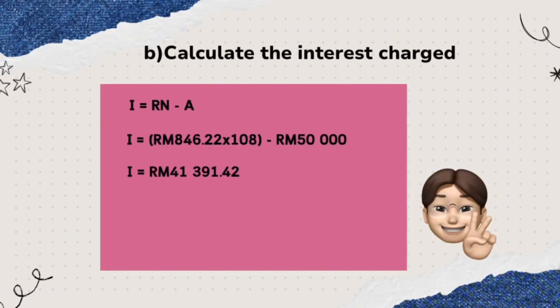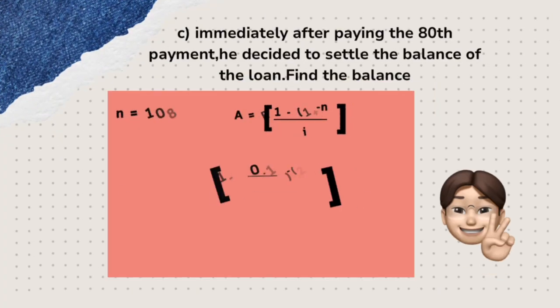B. Calculate the interest charge. For this question, we use the formula I equals Rn minus A. So I equals (RM846.22 times 108) minus RM50,000. So we get I equals RM41,391 and 42 cents.